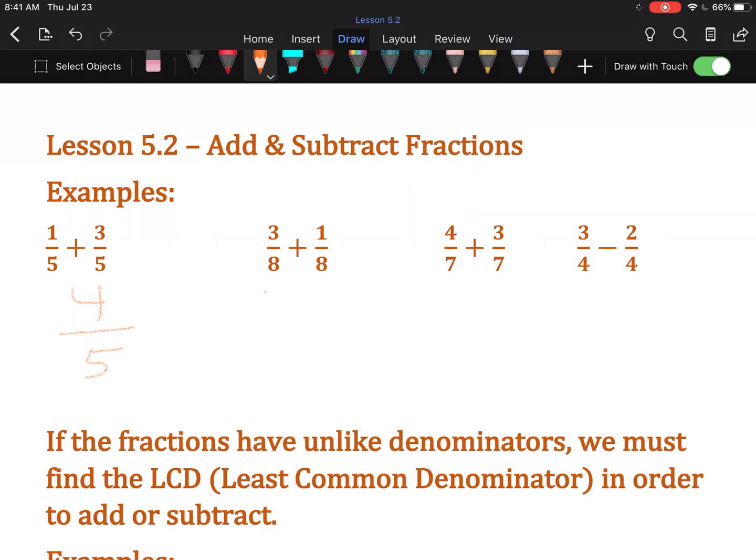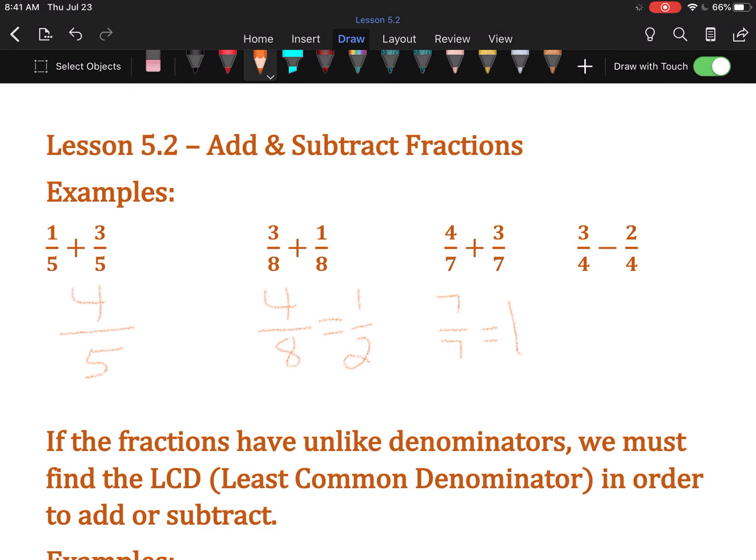3/8 plus 1/8 is 4/8. And that simplifies. I can divide both of those by 4 into 1/2. 4/7 plus 3/7 is 7/7. 7/7 is the whole number 1. Anything divided by itself is 1.